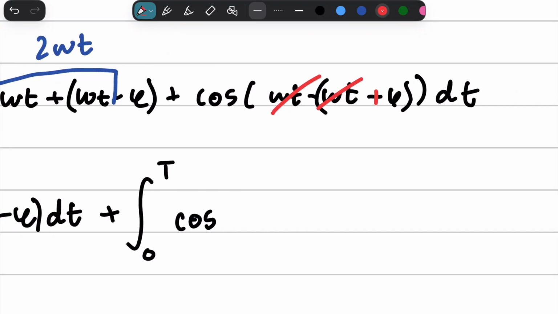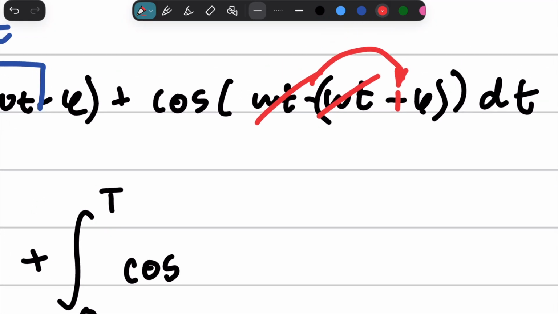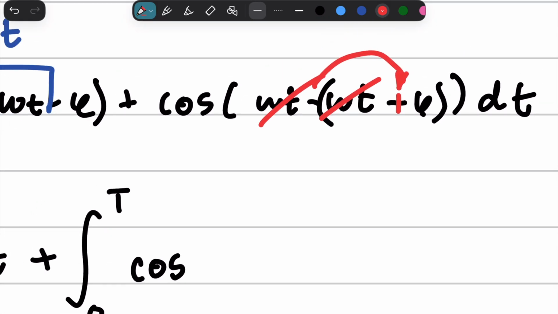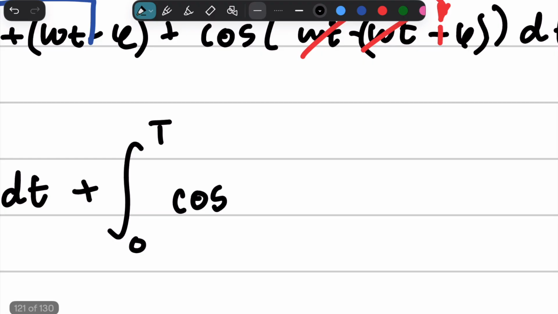Now I'm going to ignore this negative, because cosine is an even function, so all negatives would have died anyway. So we just have this.